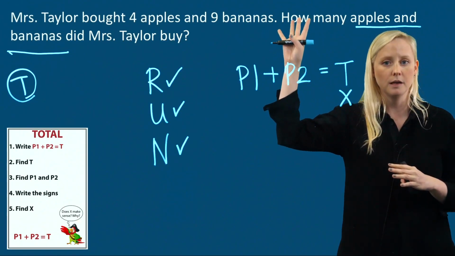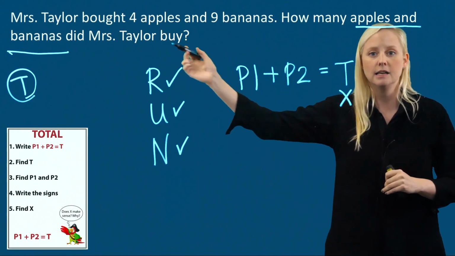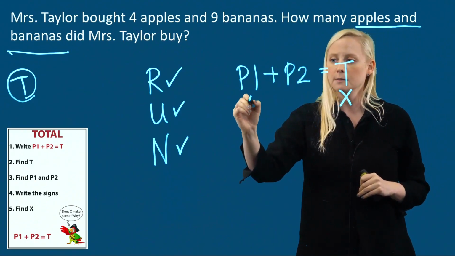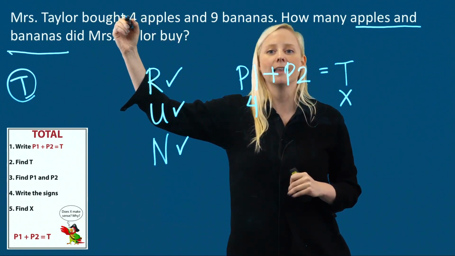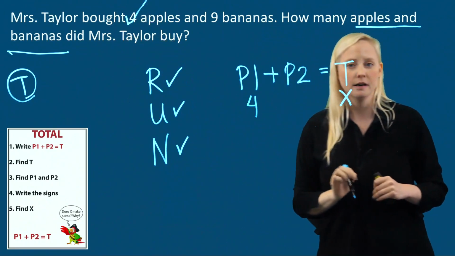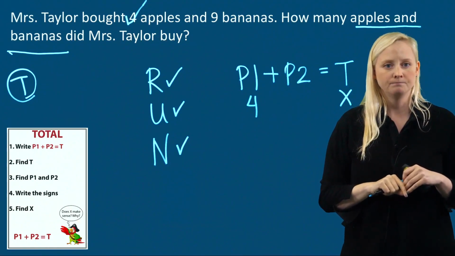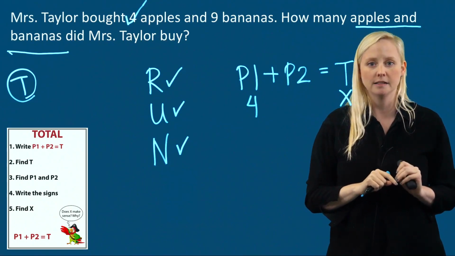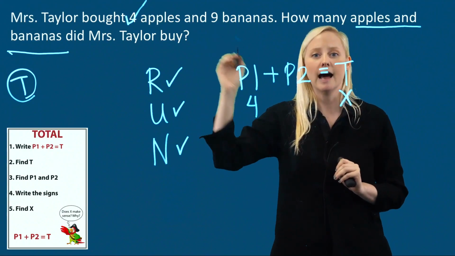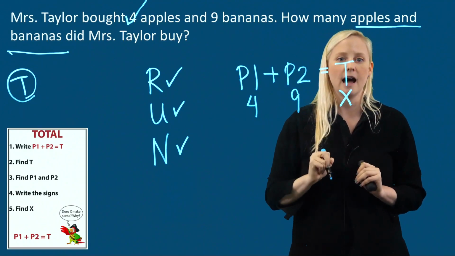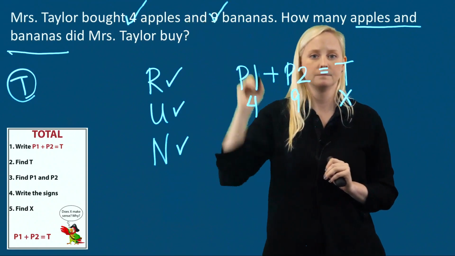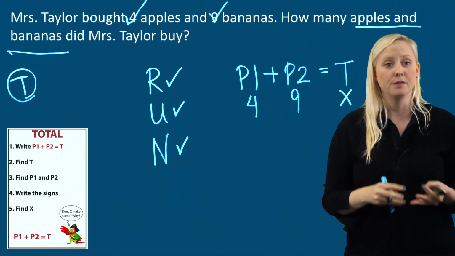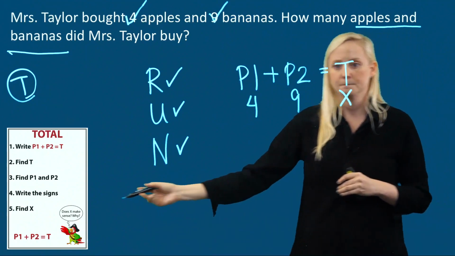We really want them to be thinking about the objects as the parts and the total. So here, part 1, we have apples. I see here that I have 4 apples, so I'm going to put 4 under P1. And I kind of like to check off my number to let me know that I've already used it. Part 2 is bananas. I see here that I have 9 bananas. I'm going to put the 9 under part 2. I'm going to check off 9 to let me know that I've already used that number.